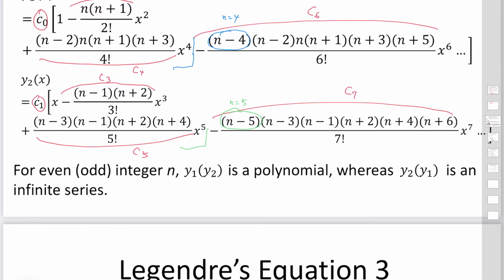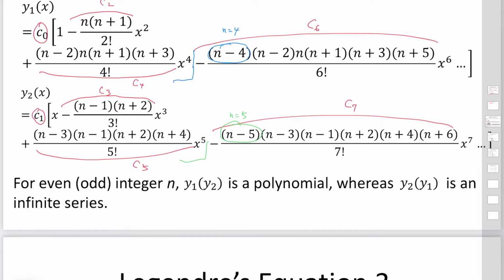But if you consider n equal 4, y sub 1 becomes a polynomial, but y sub 2 is an infinite series. If you consider n equal 5, an odd number, y sub 2 becomes a polynomial, but y sub 1 is an infinite series. So for even integers, y sub 1 is a polynomial and y sub 2 is an infinite series, but for odd integer n, y sub 2 is a polynomial, whereas y sub 1 is an infinite series.